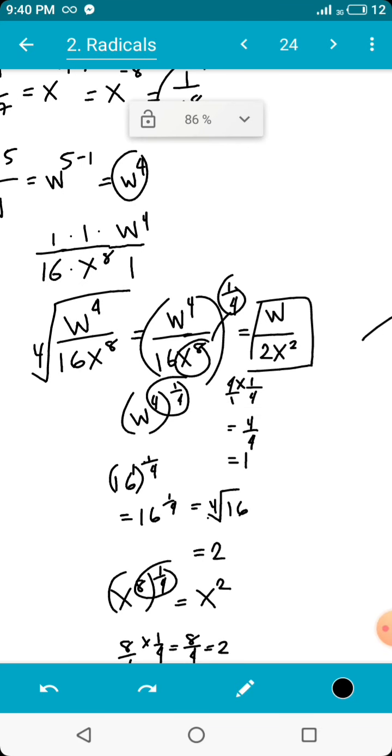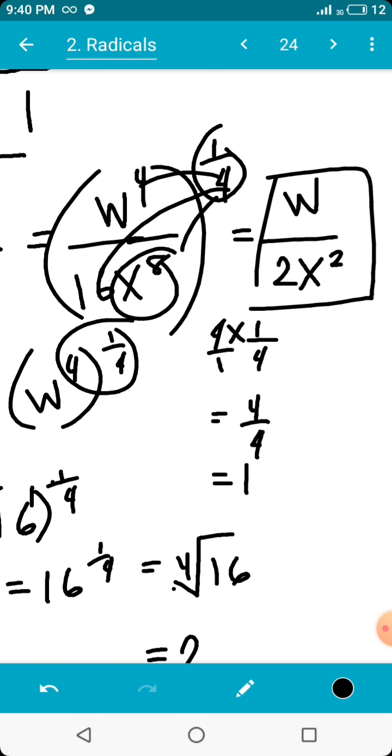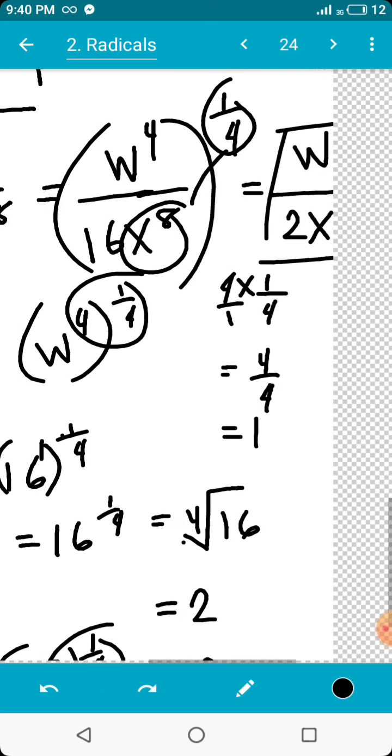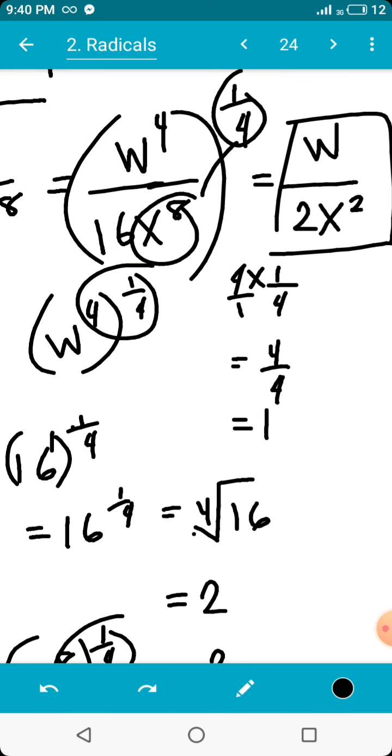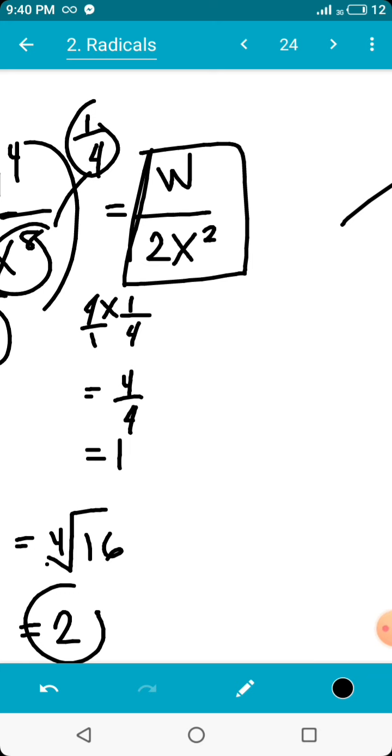And then, nire-write natin yung fourth root ng exponent na 1/4. Saka natin ulit kinuha yung rules na i-distribute lang yung 1/4. Okay? So, after nyan, yung w raised to 4 raised to 1/4 naging w na lang. And then, yung 16 raised to 1/4 naging 2. And then, yung x raised to 8 raised to 1/4 naging x squared. So, that's why, nung pinagsama natin, ito yung lumabas. Okay?